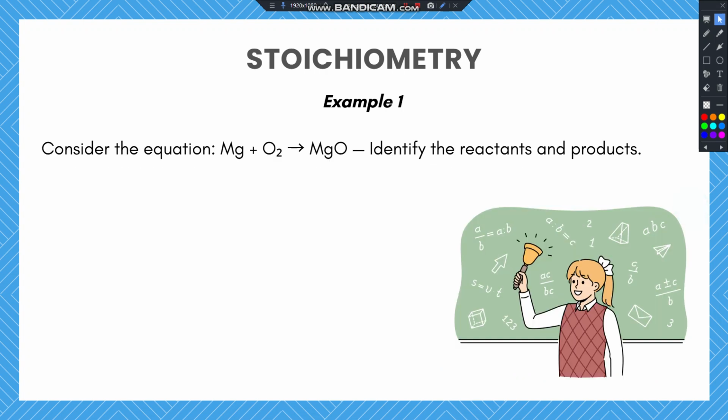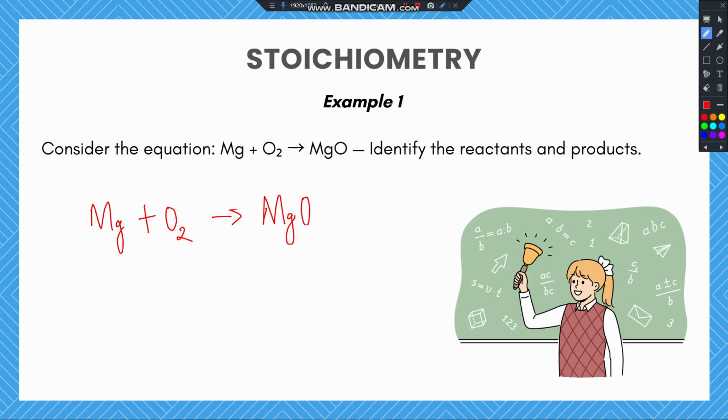So let's check out some examples and see how we can read or identify reactants and products in a chemical equation. Equation number one, we have magnesium, Mg, reacting with oxygen, O2, to produce magnesium oxide, MgO. What are the reactants and what are the products in this equation?